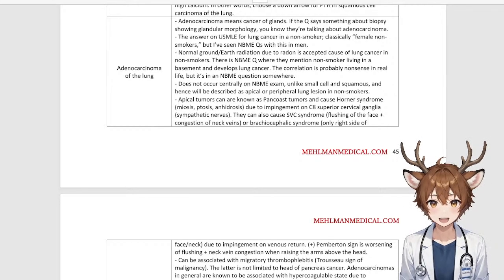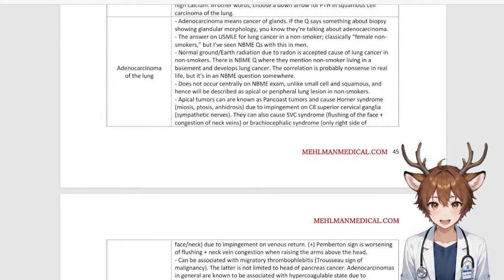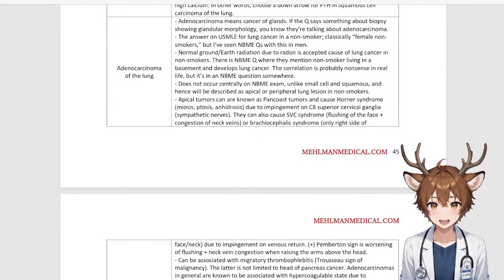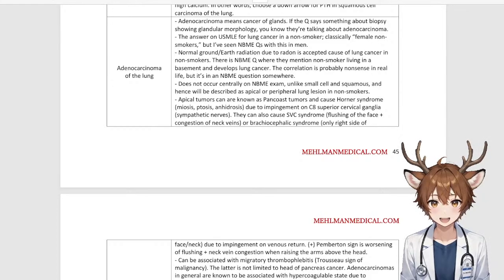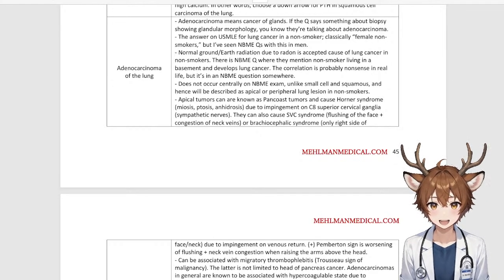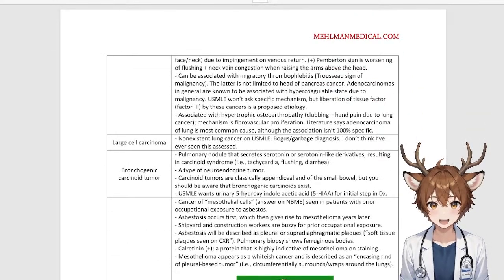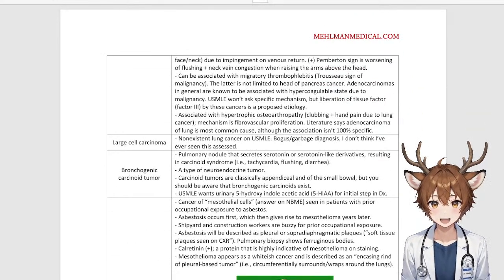It does not occur centrally on the NBME exam, unlike small cell and squamous, and hence will be described as an apical or peripheral lung lesion in non-smokers. Apical tumors can be known as Pancoast tumors and cause Horner syndrome, like miosis, ptosis, and anhidrosis, due to impingement on the C8 superior cervical ganglia, sympathetic nerves. They can also cause superior vena cava syndrome, flushing of the face plus congestion of the neck veins, or brachiocephalic syndrome, only right side of face or neck due to impingement on venous return. Plus, Pemberton sign is worsening of flushing plus neck vein congestion when raising the arms above the head.